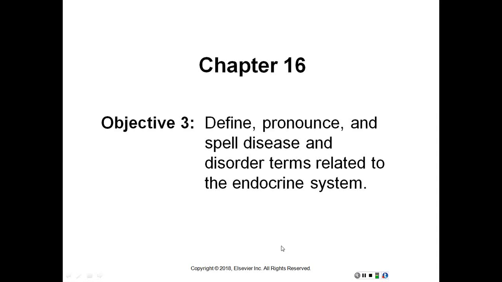Continuing with Objective 3, now we're going to define, pronounce, and spell disease and disorder terms related to the endocrine system. We will start with the ones built from word parts. Acromegaly, enlargement of the extremities. Adrenalitis, inflammation of the adrenal glands. Adrenomegaly, enlargement of one or both of the adrenal glands.